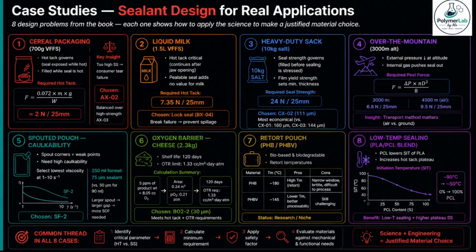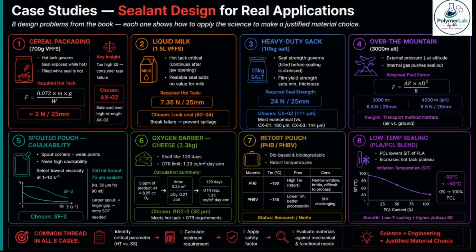The internal gas pushes outward. Using the pressure balance equation, force equals delta P times pi D squared divided by 8, the required peel force is 6.8 Newton per 25 millimeter for a 3,000 meter destination. If shipped by aircraft at 4,500 meters, 9.5 Newton per 25 millimeter is needed.